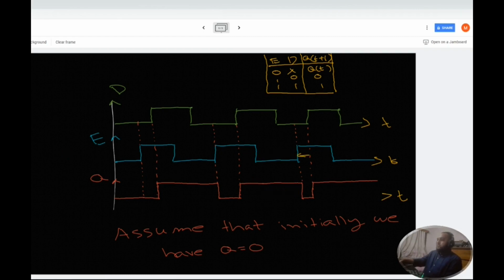From this position to this position, our clock signal is 1, our D is 0, so our output will be 0. From this position to this position, our clock signal is 1, our D is also 1, so we will get the output as 1. After this position, we have our clock signal as 0, so our previous output will continue, and as our previous output was 1, it will continue and we will get 1. So this is the timing diagram of D latch.